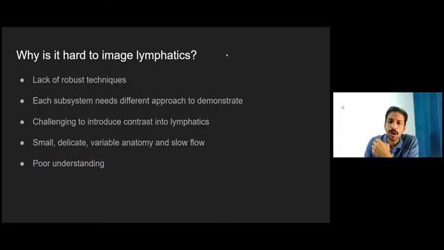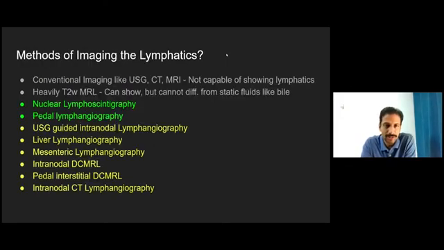Another challenging issue is how to introduce contrast into those lymphatics. They are small, delicate structures. The anatomy is quite variable, and they are not usually easily picked up on imaging modalities. So it's very tough to introduce contrast into those lymphatics, and that makes it even more difficult to image them. And last is that the understanding about lymphatics is quite limited, even as of now, compared to venous or arterial structures. So there is a long list of imaging modalities which are available to us when you want to image lymphatics. The first one is conventional imaging like ultrasound, CT, and MR. They are not capable of showing the lymphatics. If they are grossly dilated, if there is a lot of congestion, it may show some features in those basic modalities.